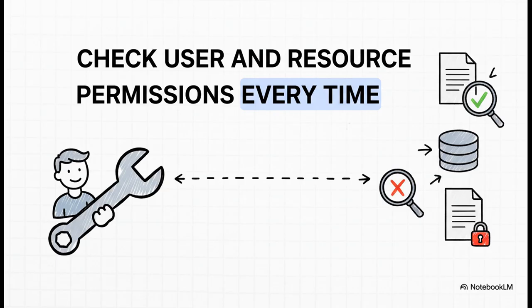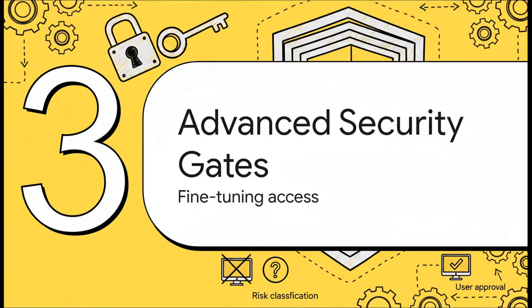Every single time a tool gets called, your system has to ask 2 questions. 1, can this user use this tool? And 2, can they access the specific thing it's trying to touch? This is what stops someone with general file access from peeking at a restricted HR document. It's absolutely critical.